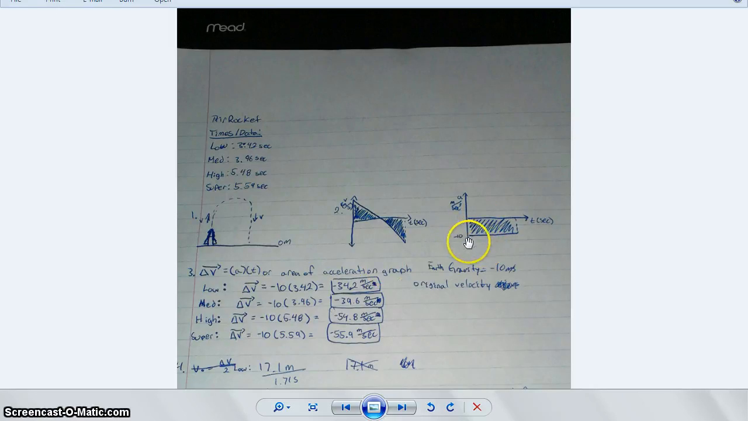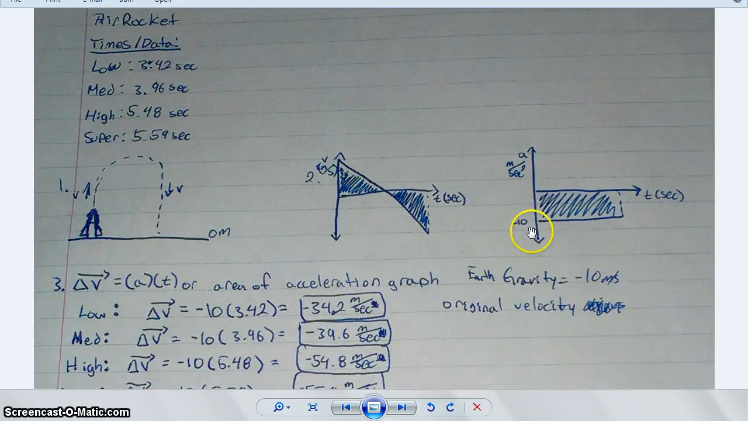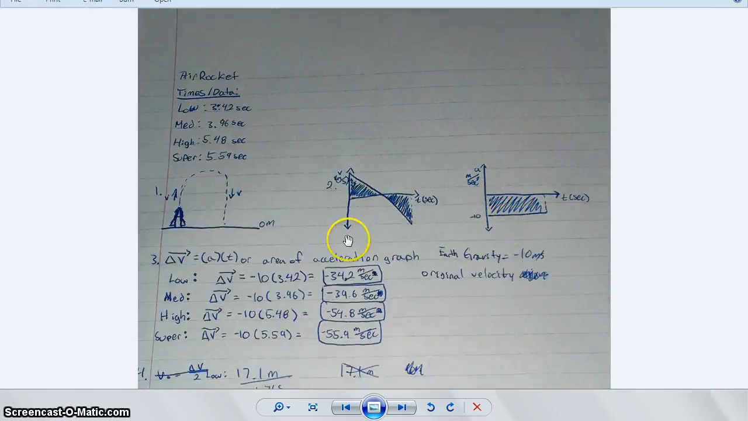And then the acceleration graph, that's basically just gravity acting upon the rocket. So gravity is about 9.8, so in this case I just rounded up to 10 meters per second squared down. So yeah, that's what that is.